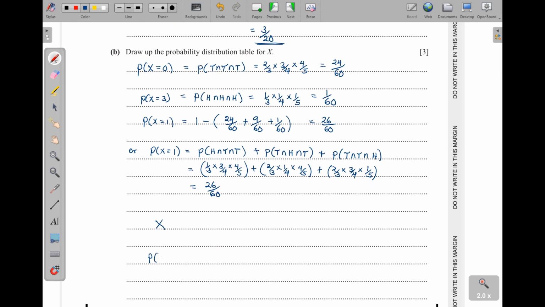And then the probability of x is equal to x. So we have 0, we have 1, we have 2, we have 3. Then the probability for x is equal to 0 is 24 over 60. You can simplify this one, okay? But even if you leave it like that, it's okay. They don't penalize you, unless they give you answers in the simplest numerical fractions. That is when you can be penalized for leaving these ones like that. Then the last one is 1 over 60. So this is our table here.